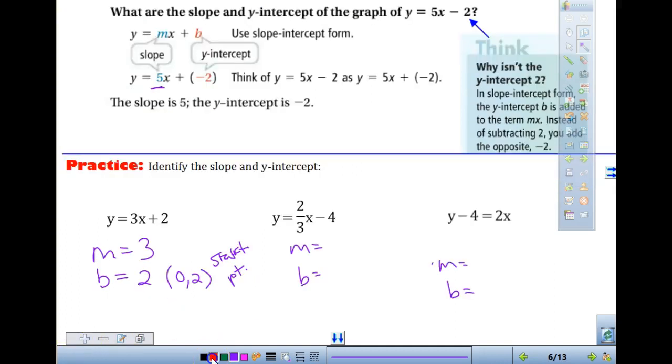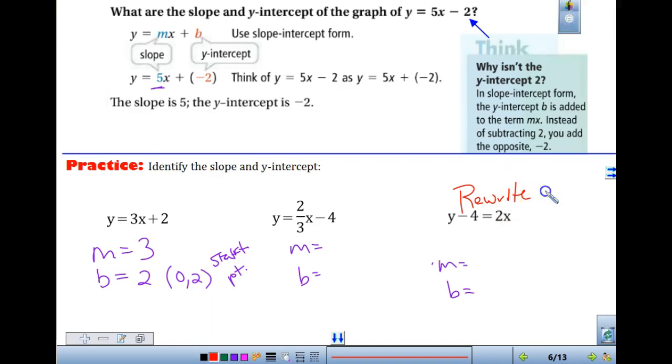Check with your partner. You want to do a rewrite first, right? Because it's not in the right form. I want to rewrite it so that it is what? Y equals. So when we did literal equations, the first unit, right? We solved for y, that's what you have to do in this one. So if I'm looking at this second one, my slope should have been, Piper, what'd you have? 2/3. Y-intercept, Abby, should be? -4.